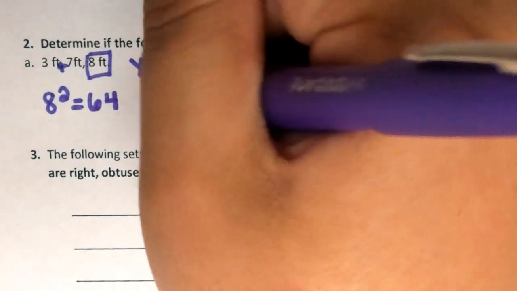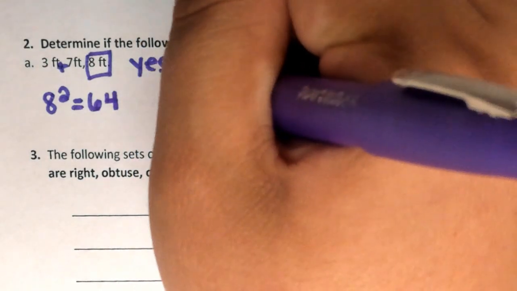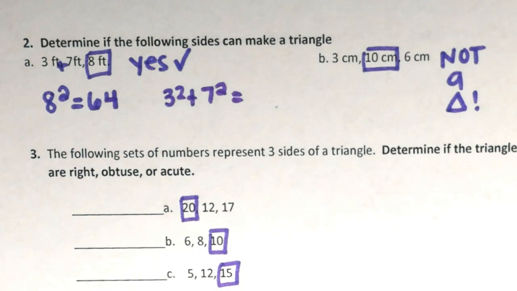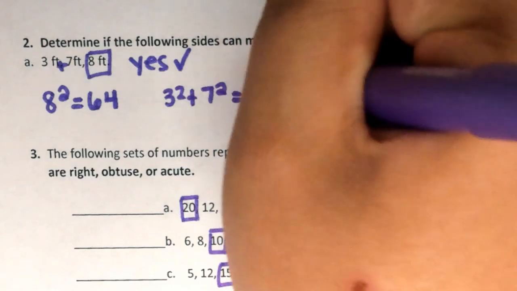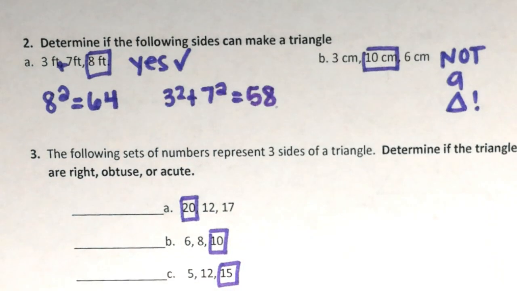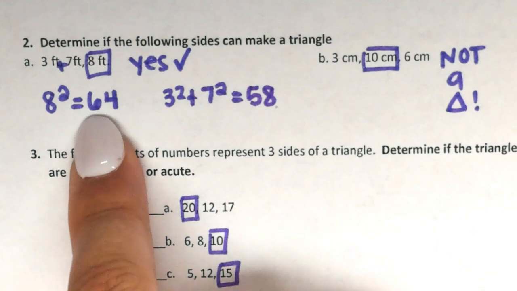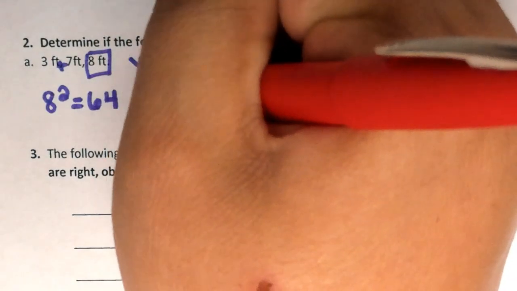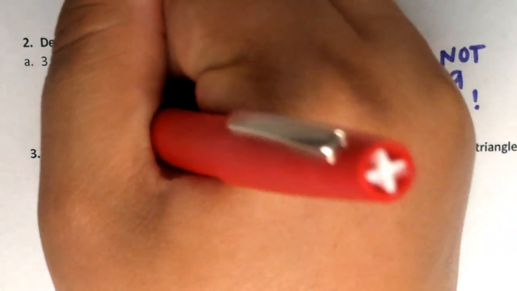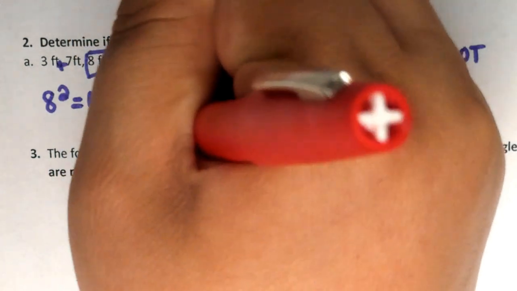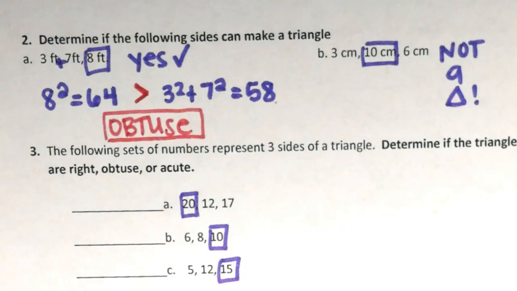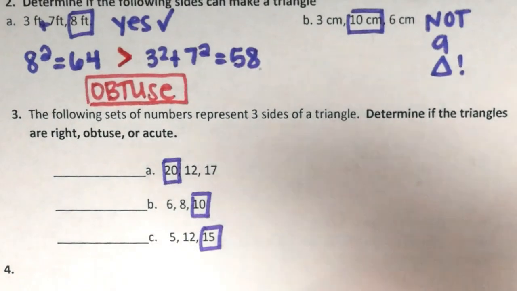Okay, and then you're going to do your other 2 squared. What is 3 squared plus 7 squared? 49 plus 9 is 58. Do y'all agree? How does 64 compare to 58? Bigger. It is bigger, and since it's bigger, what does that mean? Obtuse. That is how you do these. So, you are going to take the bigger number, square it.